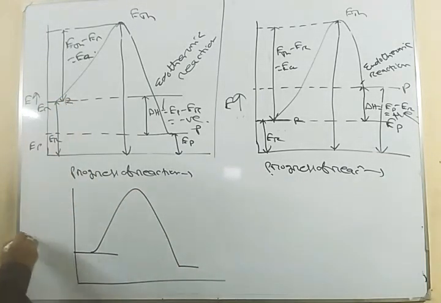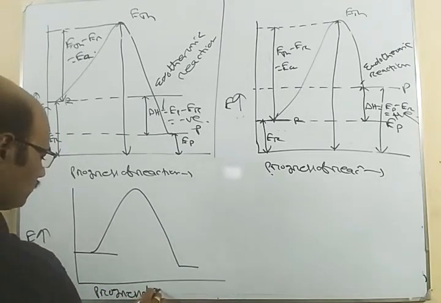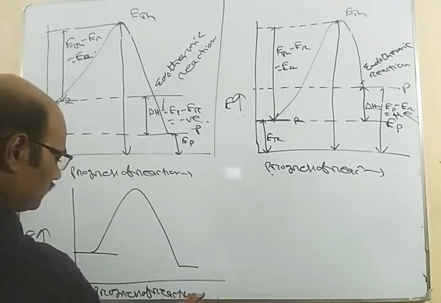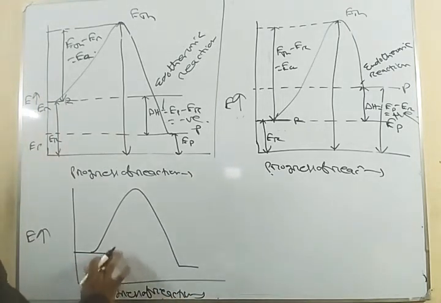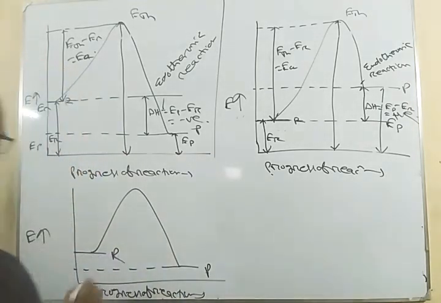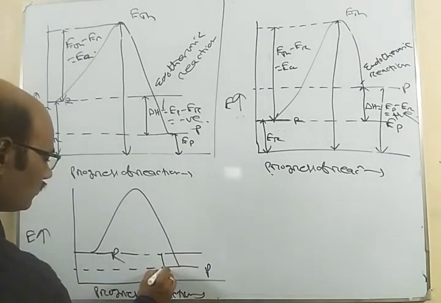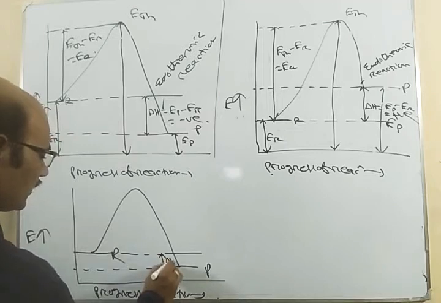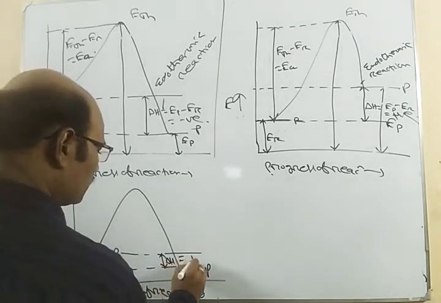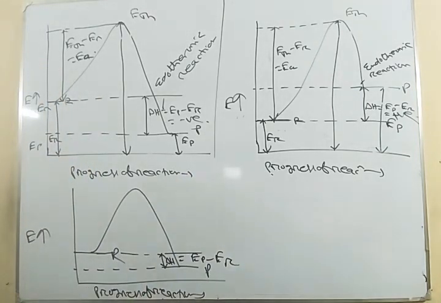Okay, energy, progress of reaction, reactant, product. Okay, this is what your delta H equals. It means EP minus ER.